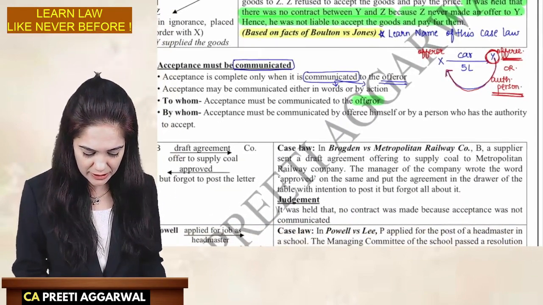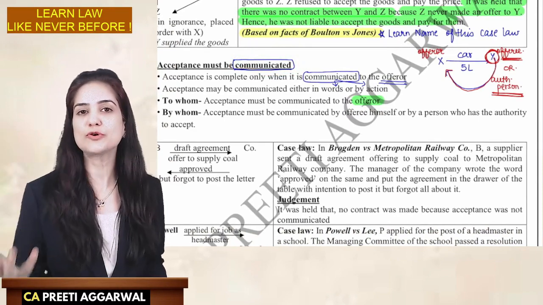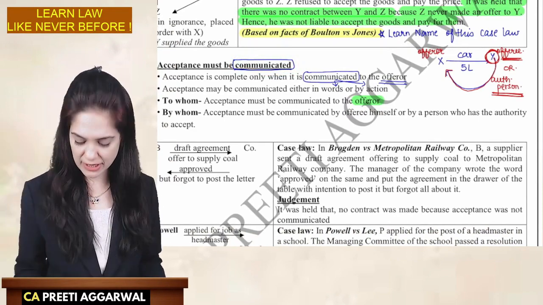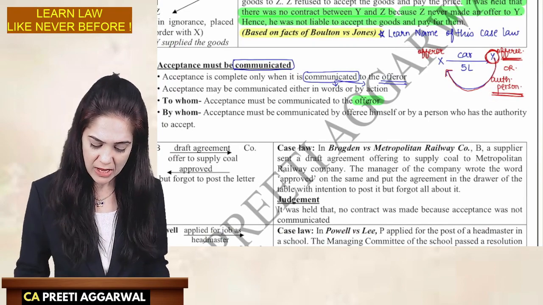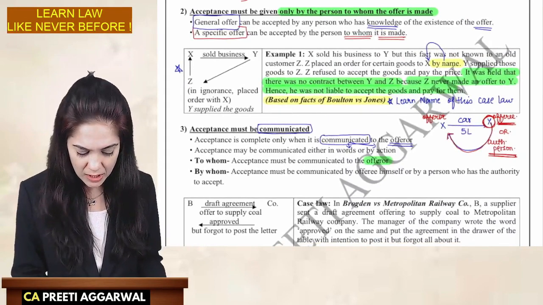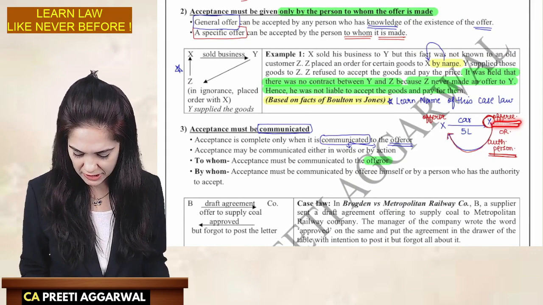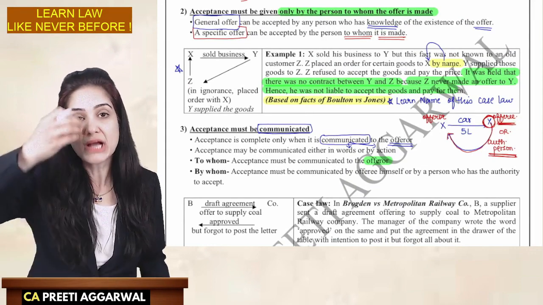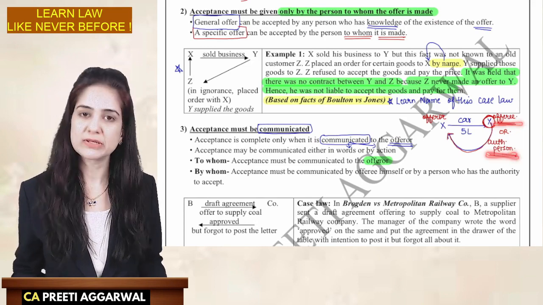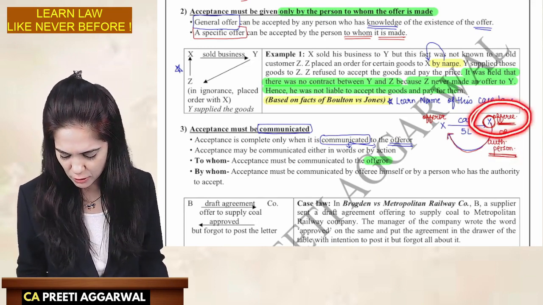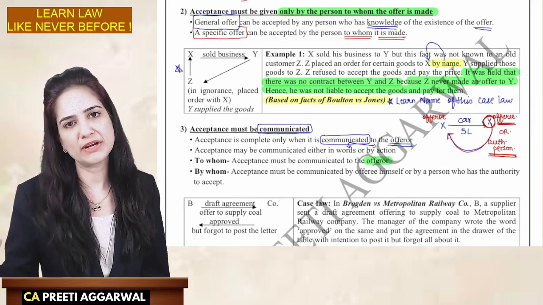But the second point talks about communication. Who can communicate that, yes, I want to buy the car? That communication can take place either by the offeree or any other authorized person. I repeat, please pay attention. Who can accept the offer? Offeree. But who can communicate that to the other person? Either offeree or any other person. So the decision can be taken by offeree only, but communication can be either by offeree or any other authorized person.